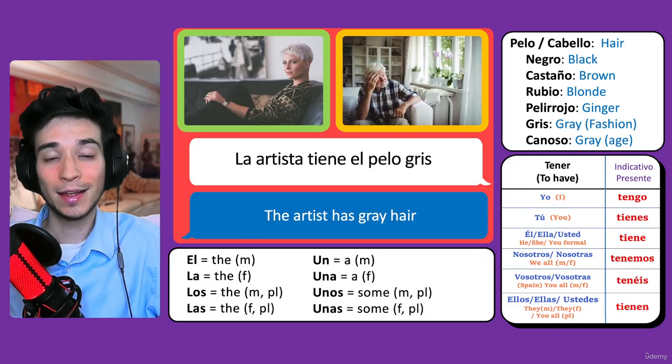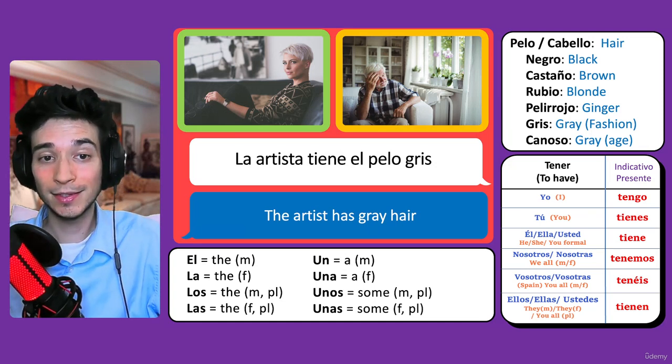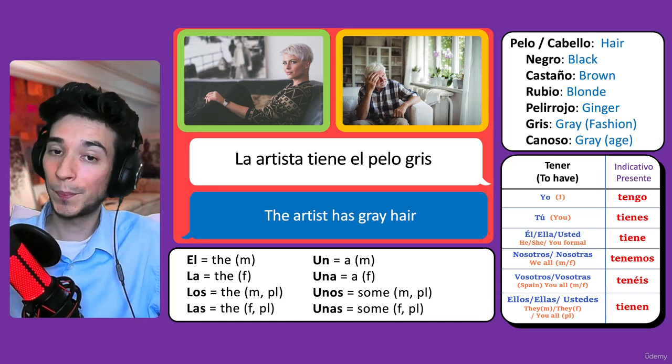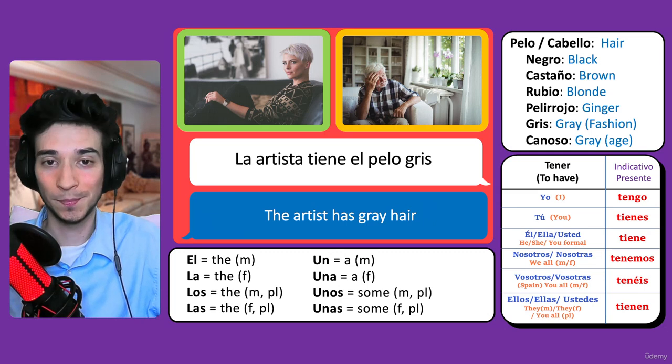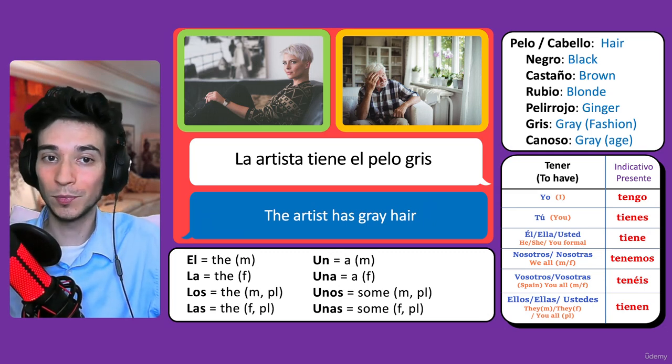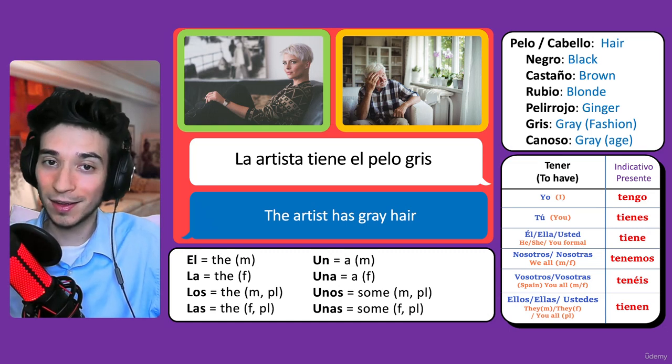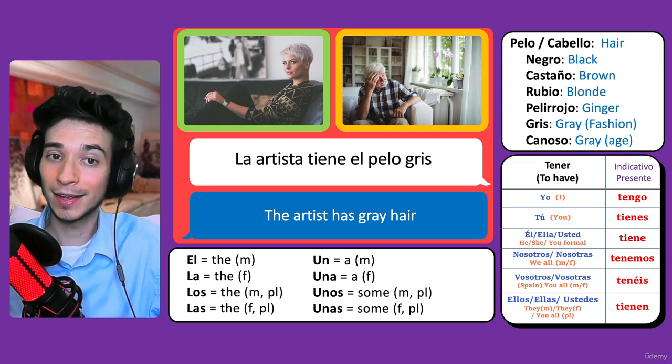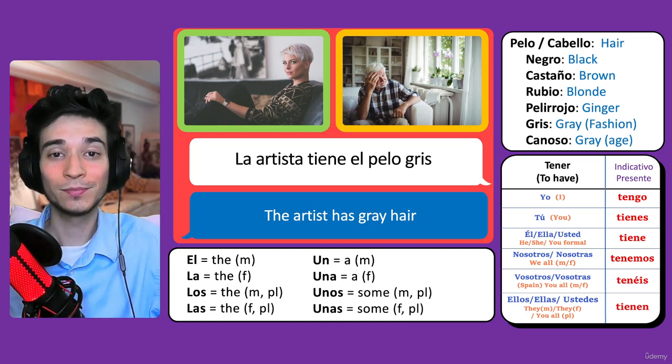The next one. La artista tiene el pelo gris. The artist has gray hair. Gris is more like fashionable gray. La artista tiene el pelo gris.